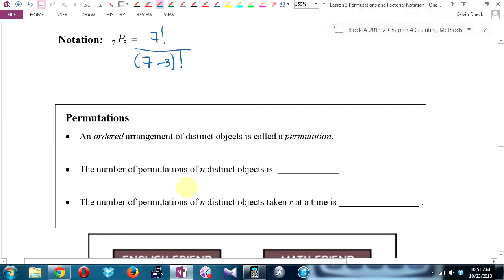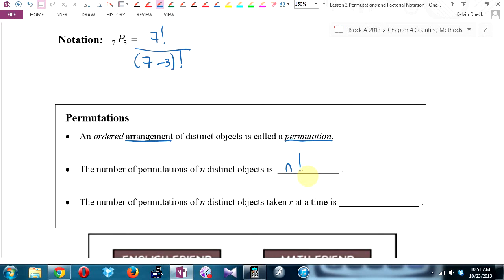But here is our formal definition. An ordered arrangement of distinct objects is called a permutation. In fact, the trigger word is usually going to be the word arranged or arrangement or mixed up or shuffled. The number of permutations of n distinct objects, if you're picking all of them, is n factorial. If you're picking all 8 letters, it was 8 times 7 times 6 times 5 times 4 times 3 times 2 times 1. If you're picking all 5 letters, it was 5 times 4 times 3 times 2 times 1.